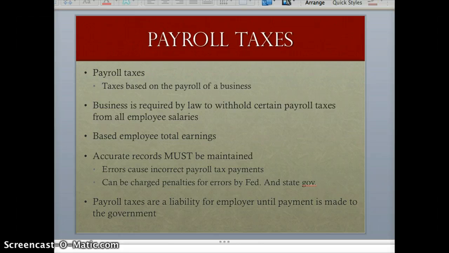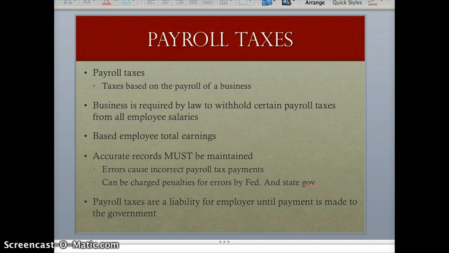The first thing we're going to talk about is your payroll taxes. And those are, from a business standpoint, the taxes that are based on the payroll of your business. Most of you know that by law you're required to pay taxes. So a business is required by law to withhold certain taxes from all salaries. The amount that is withheld is based on your total earnings.